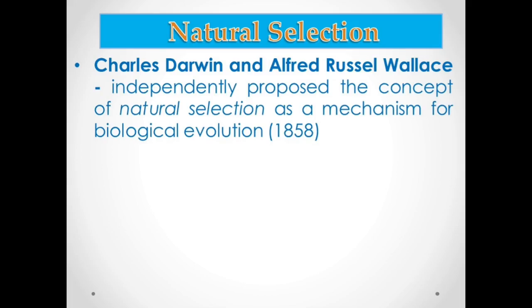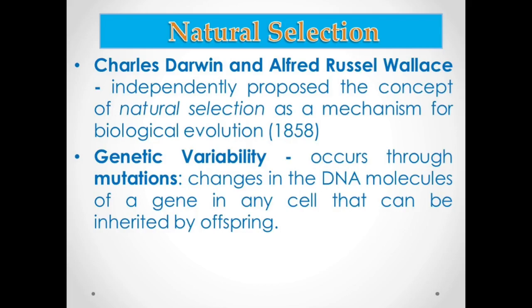The first step in this process is what we call genetic variability. Genetic variability is the variety in the genetic makeup of the individuals in the population. And this occurs because of mutation. Mutation is a change in the DNA molecules of a gene in any cell that can be inherited by offspring. During an organism's lifetime, the DNA in its cells is copied each time one of its cells divides and whenever it reproduces, millions of times in all.